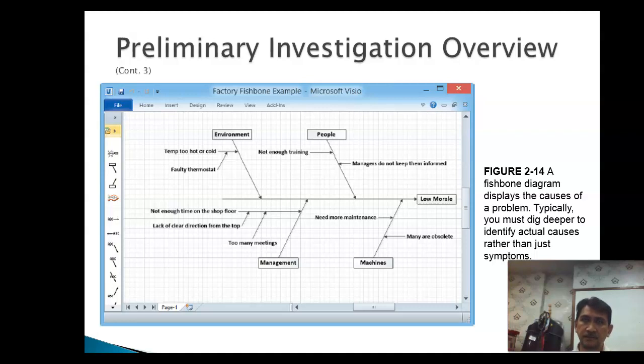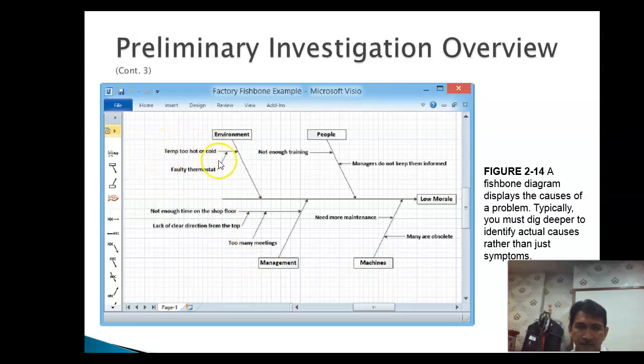Visio is available in the lab but it's the old version. If you want to buy, you can buy through Lazada or Shopee, the licensed one. Okay, so where is the fishbone? This is the main bone. This is the branch. Okay, right.